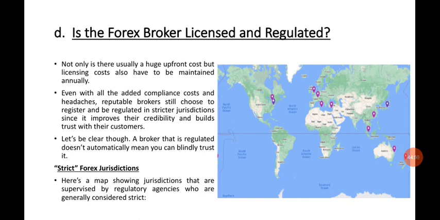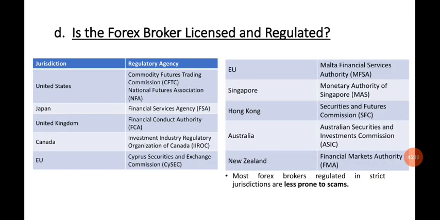Strict forex jurisdictions. So here's a map showing the jurisdictions that are supervised by regulatory agencies who are generally considered strict. So we have two in North America, we have some in Europe and Asia, and one in Australia and one in New Zealand. These are the strict ones. Let's proceed and see what they are.